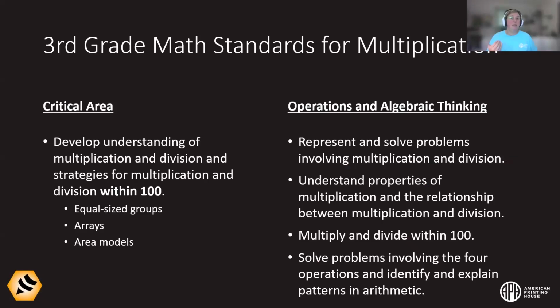Now, why do I talk about what they need to know? Well, let's talk about the standards. Now, these are the Common Core state standards. Your state will possibly have different standards, but think of this as a way to look for them inside of those standards. Math Standards Critical Area talks about in 3rd grade that a student needs to develop the understanding of multiplication and division strategies for multiplication and division within 100. This might be using equal-sized groups or arrays or area models. They should be able to understand the relationship between the two and be able to multiply and divide within that 100.